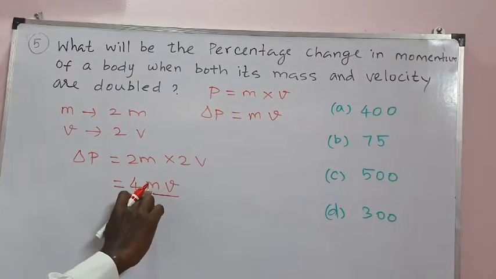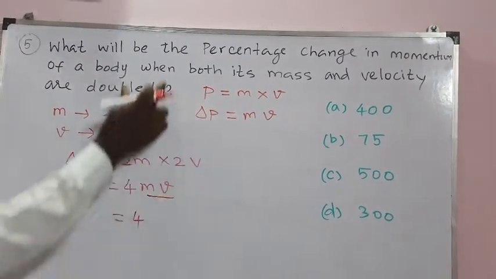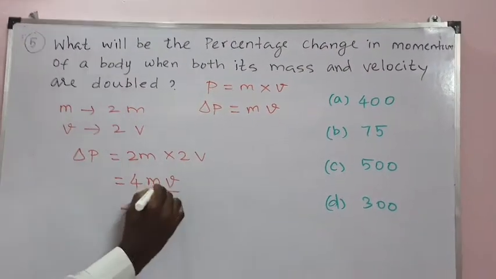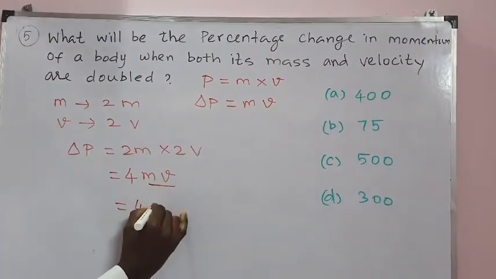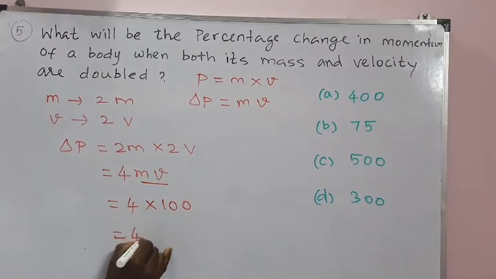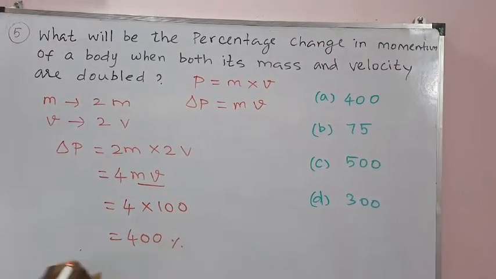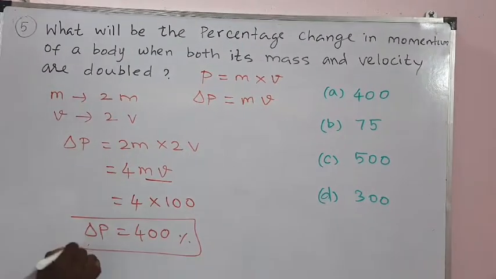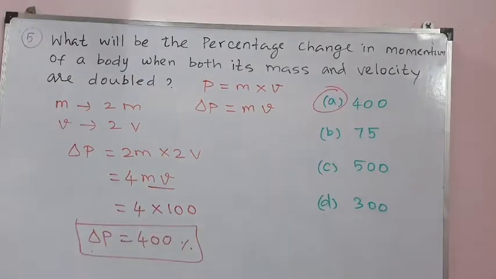So 4 into m into v is the change in momentum. What will be the percentage change in momentum of the body? When we say percentage, that is 100. So 400, that is, the change in momentum is 400%. So option A is the correct answer.